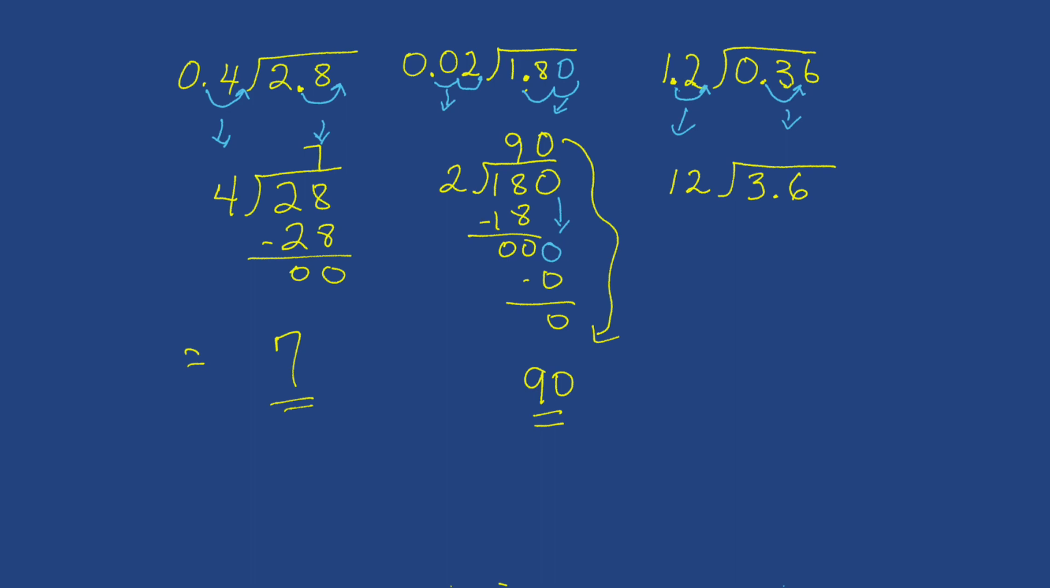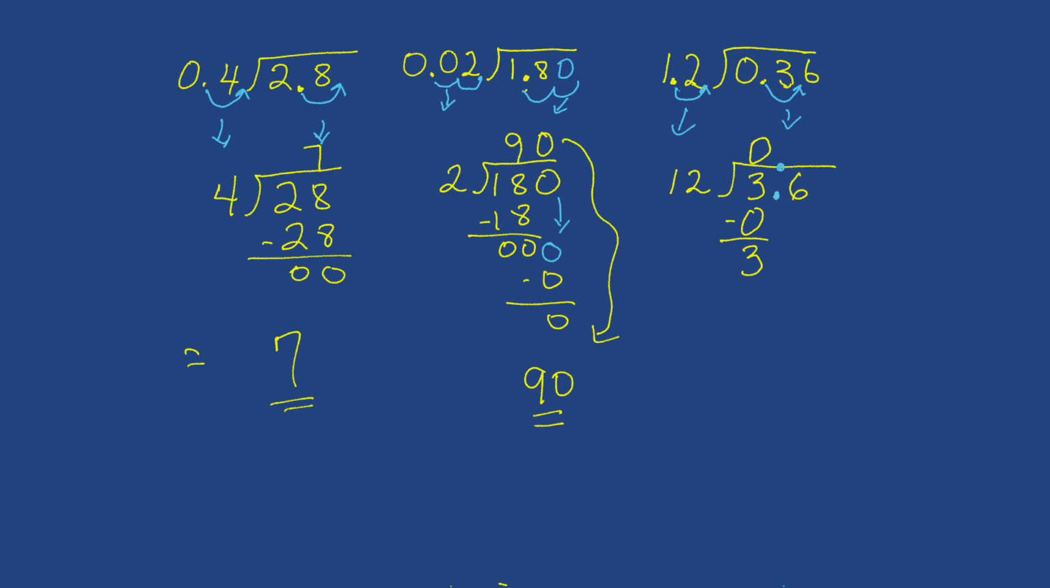Now, let's go to the last example. And here we have 12 divided into 3.6. So 3.6 divided by 12. So to start with, we have 3 divided by 12. And it does not go, and we must put the answer in. It is a 0. And 0 times 12 is 0. Subtract 3. Okay, now you can see here we have come to the decimal.